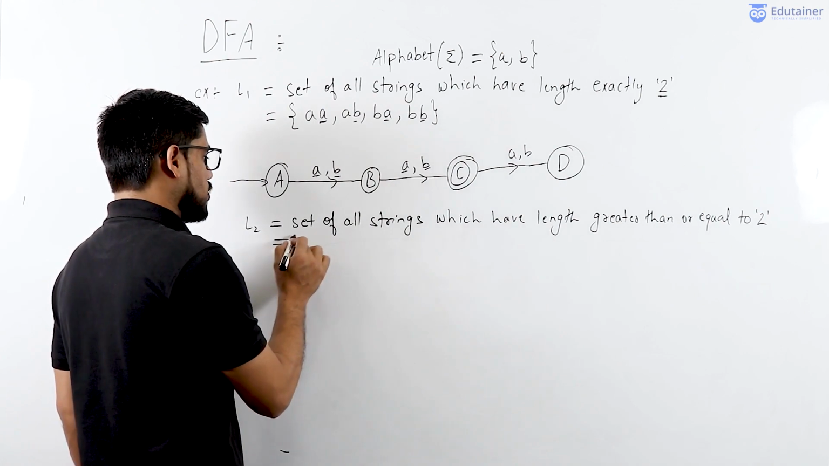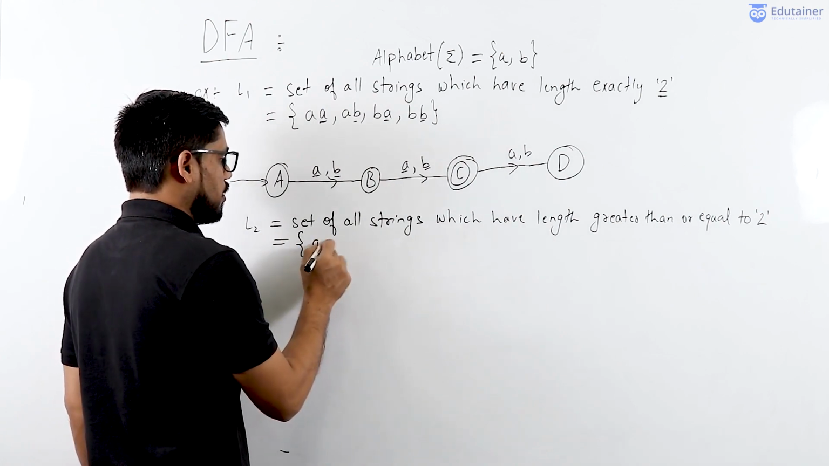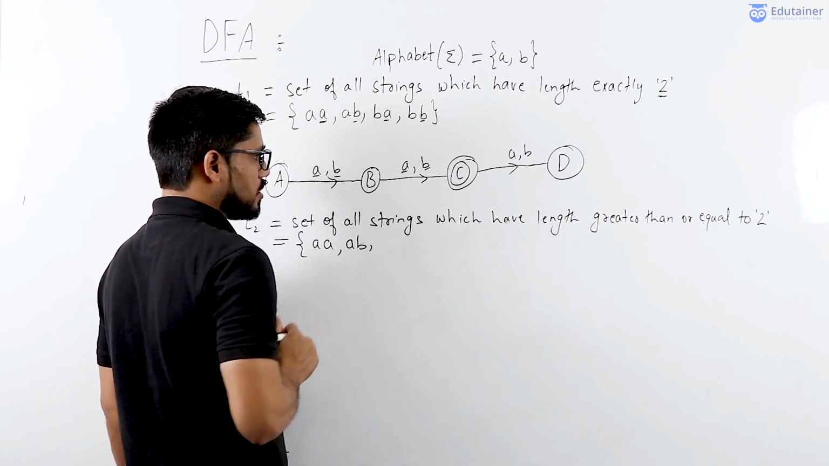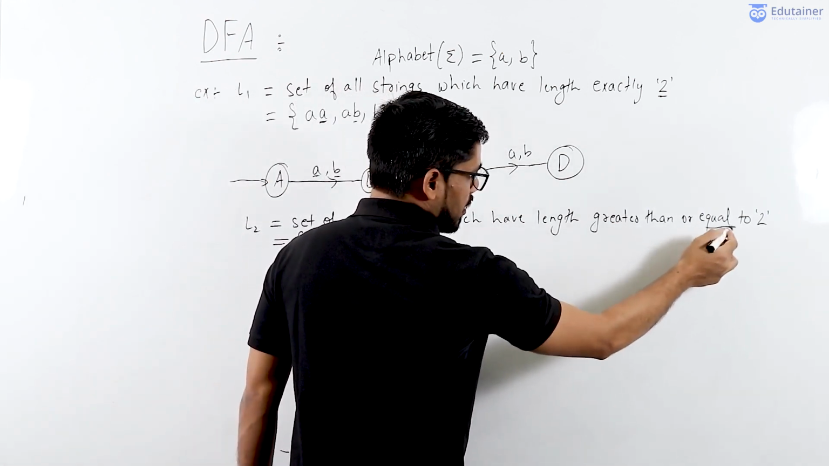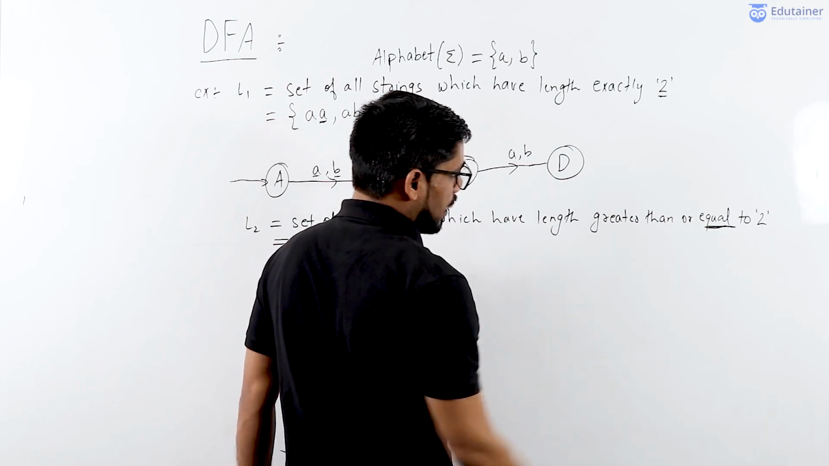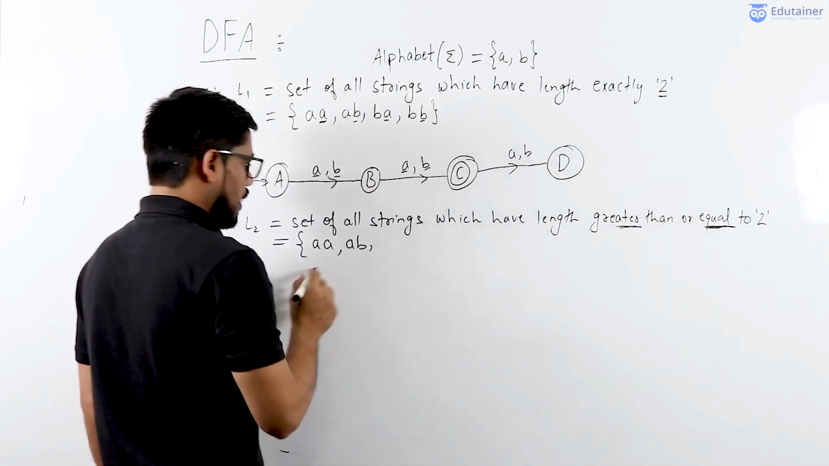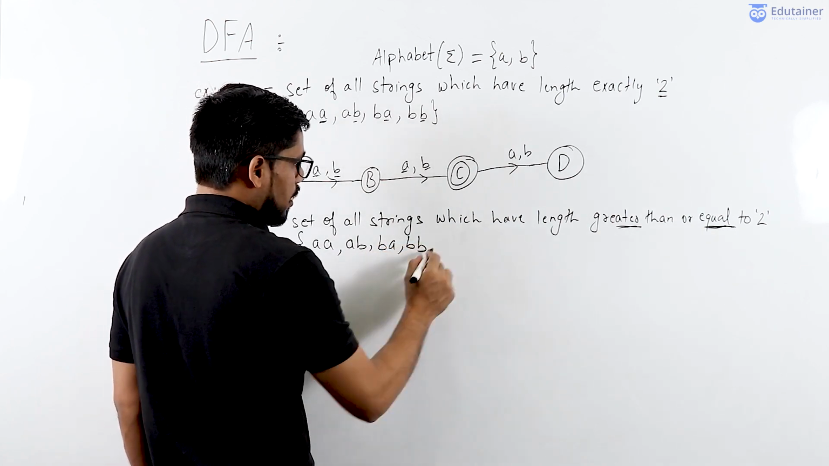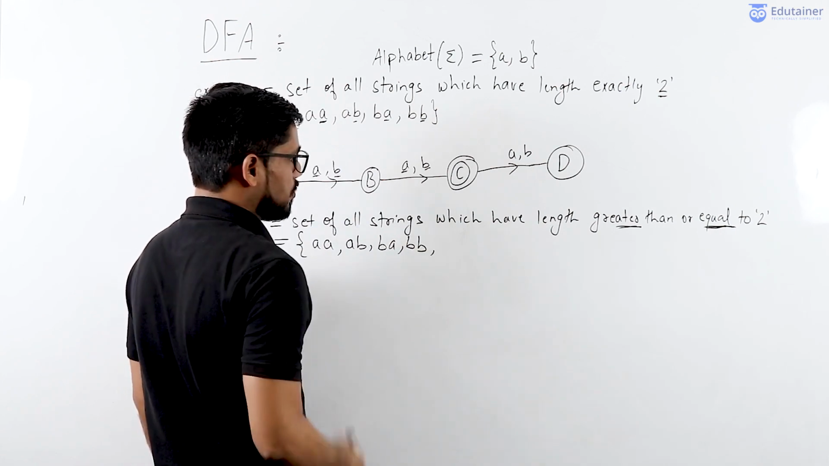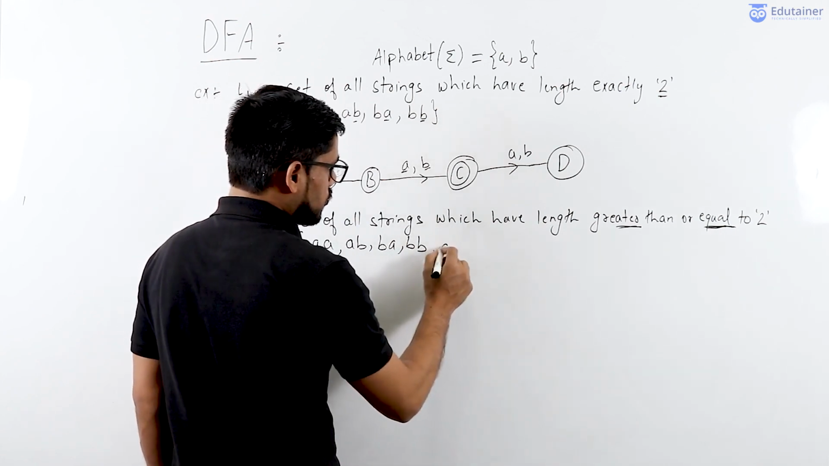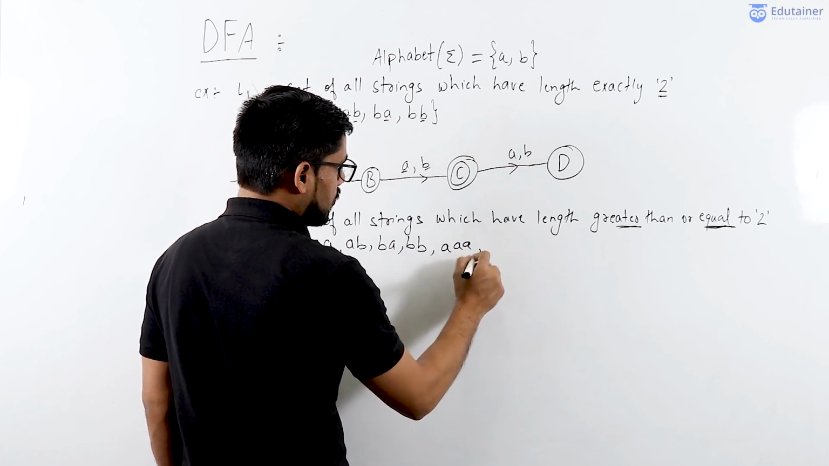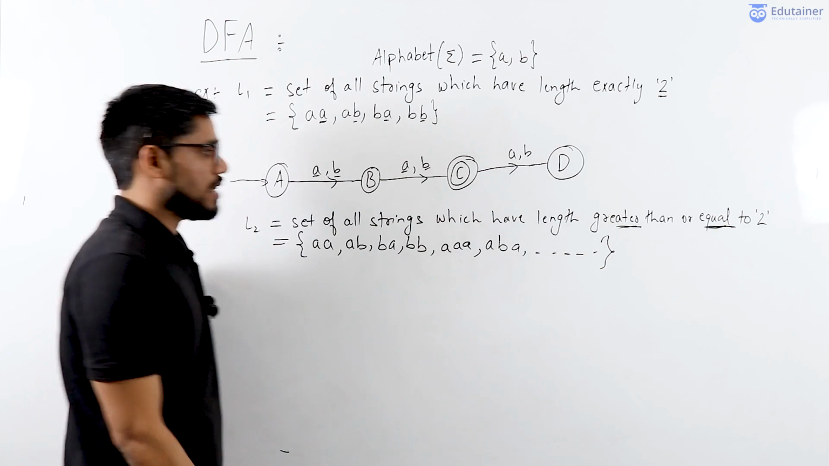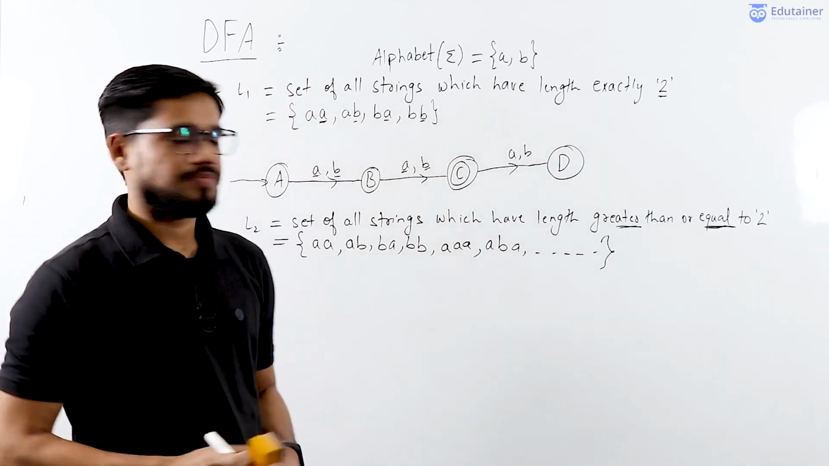So what are the possible strings? The possible strings will be AA, AB. Why will I take 2 length string? Because it says here the length may be equal to 2 and greater than 2. So AA, AB, BA and BB. These are 2 length strings, and after that I can accept more than 2 length strings. So the possible strings will also be AAA, ABA and so on. That means this language is an infinite language.